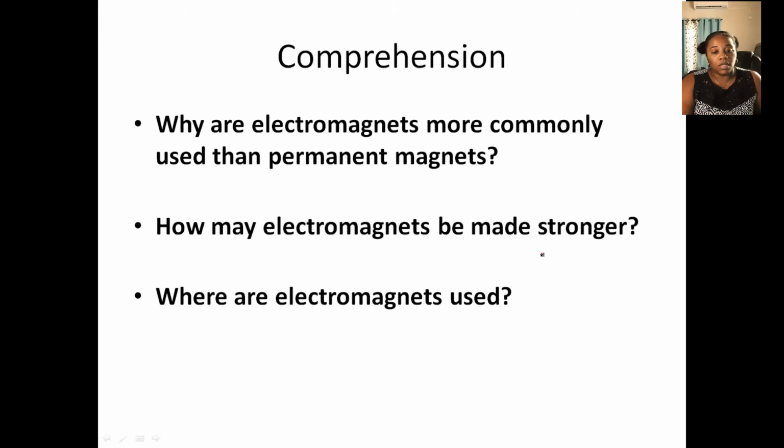How may electromagnets be made stronger? You can increase the number of coils around the metal. You can also increase the current being passed through the metal, or you can add a very strong magnet. Where are electromagnets used? I'm going to give 2. So 1, fire alarms, 2, doorbells.